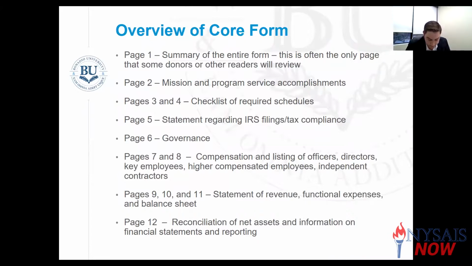And then finally, page 12 gives the reconciliation of net assets, which we just talked about, with a little snippet about those reconciling items. But more importantly, it gives the reader some information on whether your financial statements were audited and who was responsible for that audit. The audit committee, the board of directors, or some type of body internally should be meeting with your auditor to discuss the audit, and that process should be checked as yes, hopefully, and documented in Schedule O.